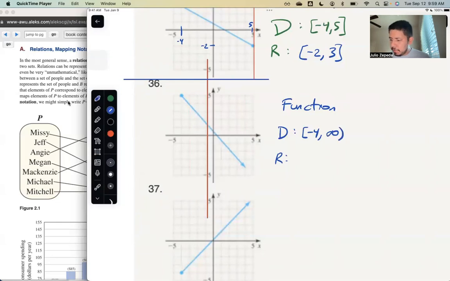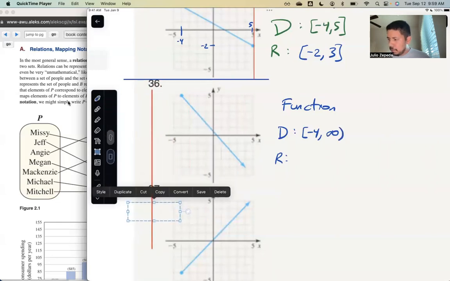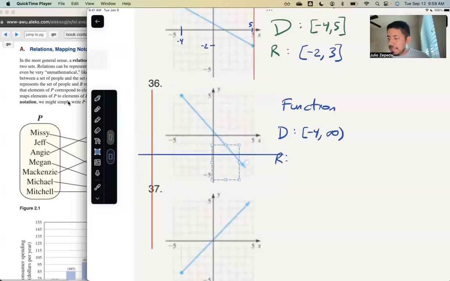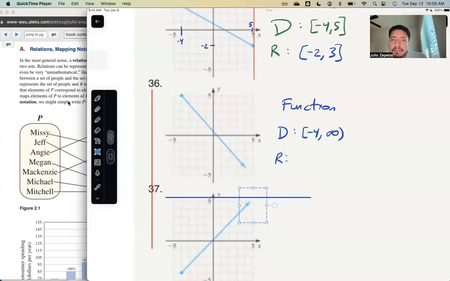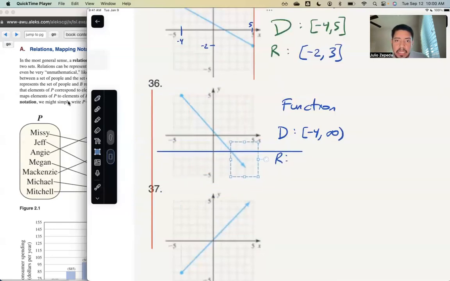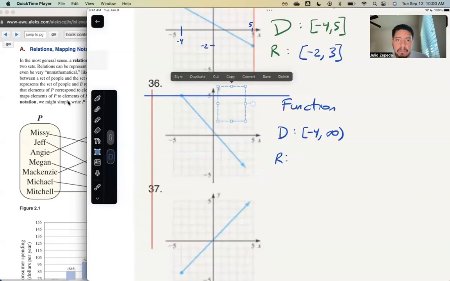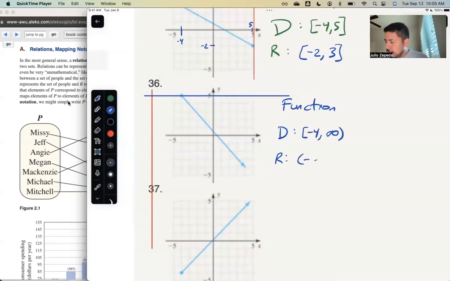The range is, we always want to write them from least to greatest. So how low does the function go? It will continue to go down to -infinity because of that arrow. So -infinity is the lower bound on the range, and the upper bound goes as high as 5. Notice there's a dot there, so it stops at 5. So the range is (-infinity, 5] with the bracket.